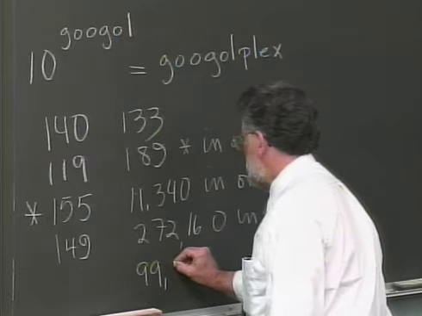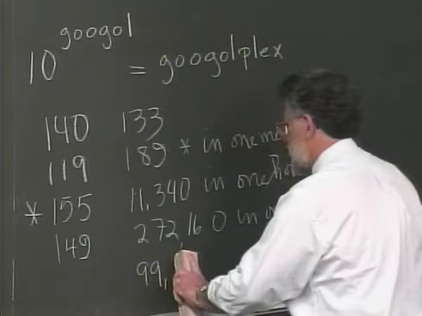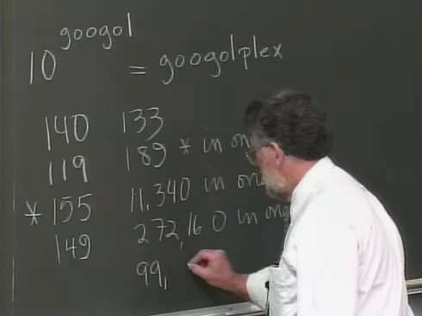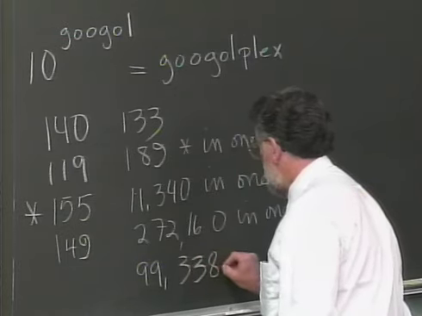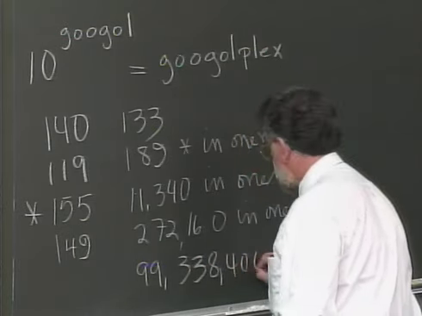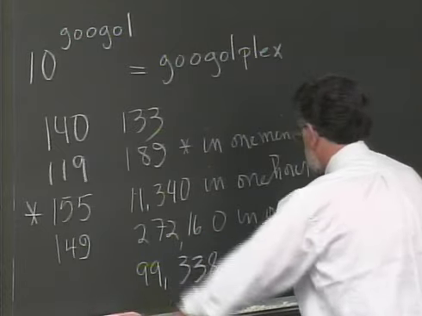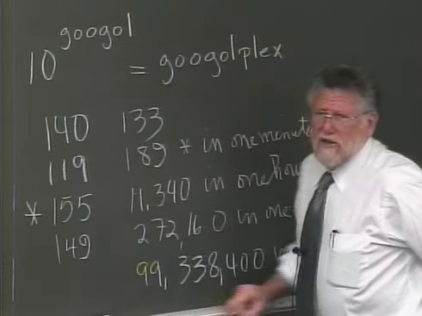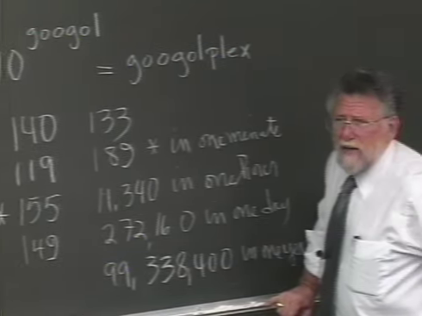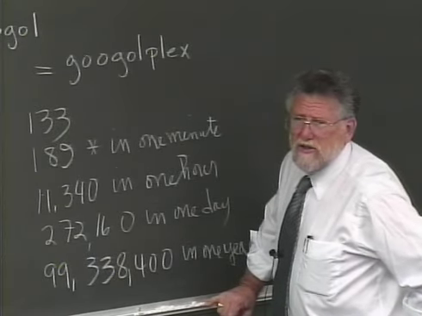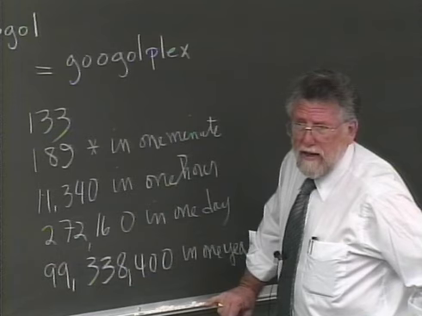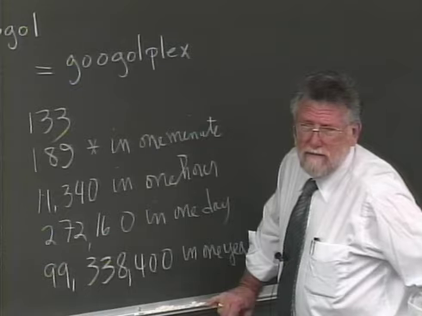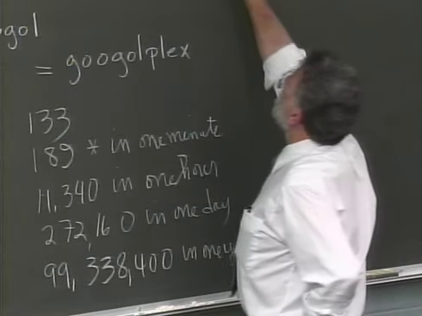99,000. No? Okay. Scratch that. What do you have, Travis? 99,338,400. Do we agree? In 1 year. Okay, so it looks like nearly 100 what? This is 99 what? Million, right? So roughly 100 million.